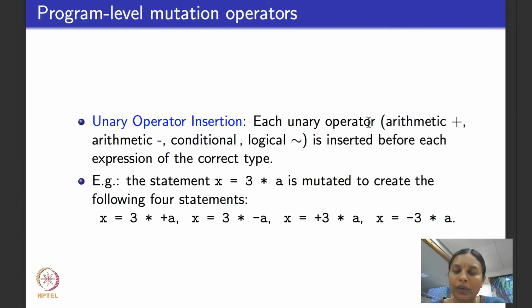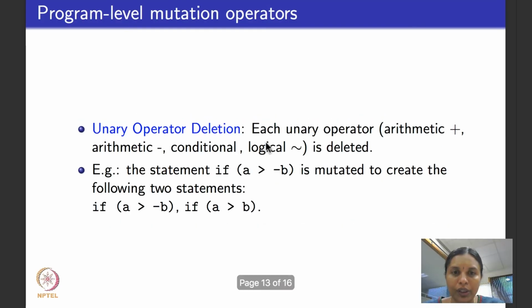Each unary operator, which is the arithmetic plus, the arithmetic minus, the conditional, and the logical, is inserted before each expression of the correct type. Here I had an arithmetic expression, so I am considering only the arithmetic unary operators. Later I could consider the logical or the conditional unary operators.